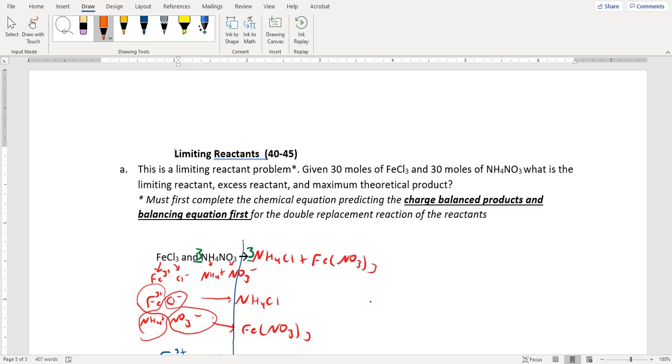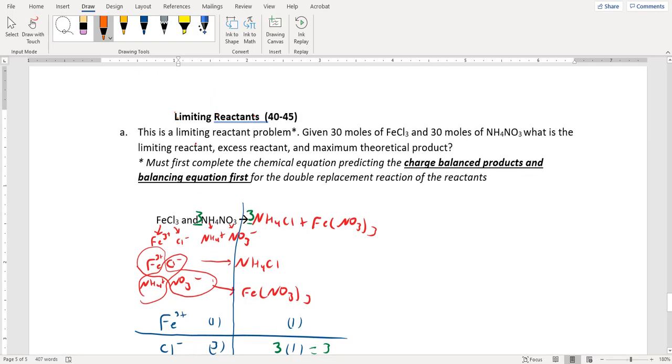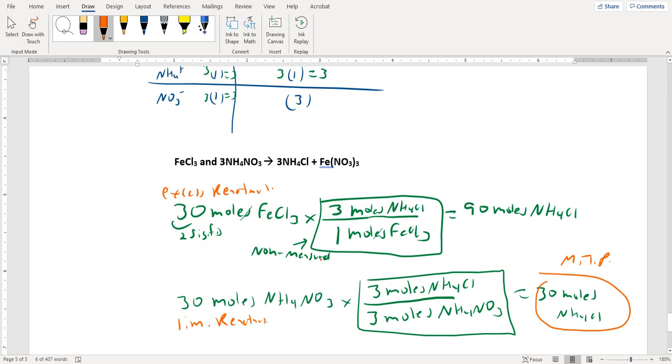So I assume that it's going to be a double replacement reaction. I break it up into ions and then swap them. Afterwards, I have to do equation balancing in order to put in the proper coefficients, if any are needed. From there, I'm going to need to figure out the limiting and excess reactants and the maximum theoretical product. So I have to write two separate calculations. And I'm just going to arbitrarily choose to find the maximum theoretical product for ammonium chloride. I could have chosen iron nitrate if I did both of them.